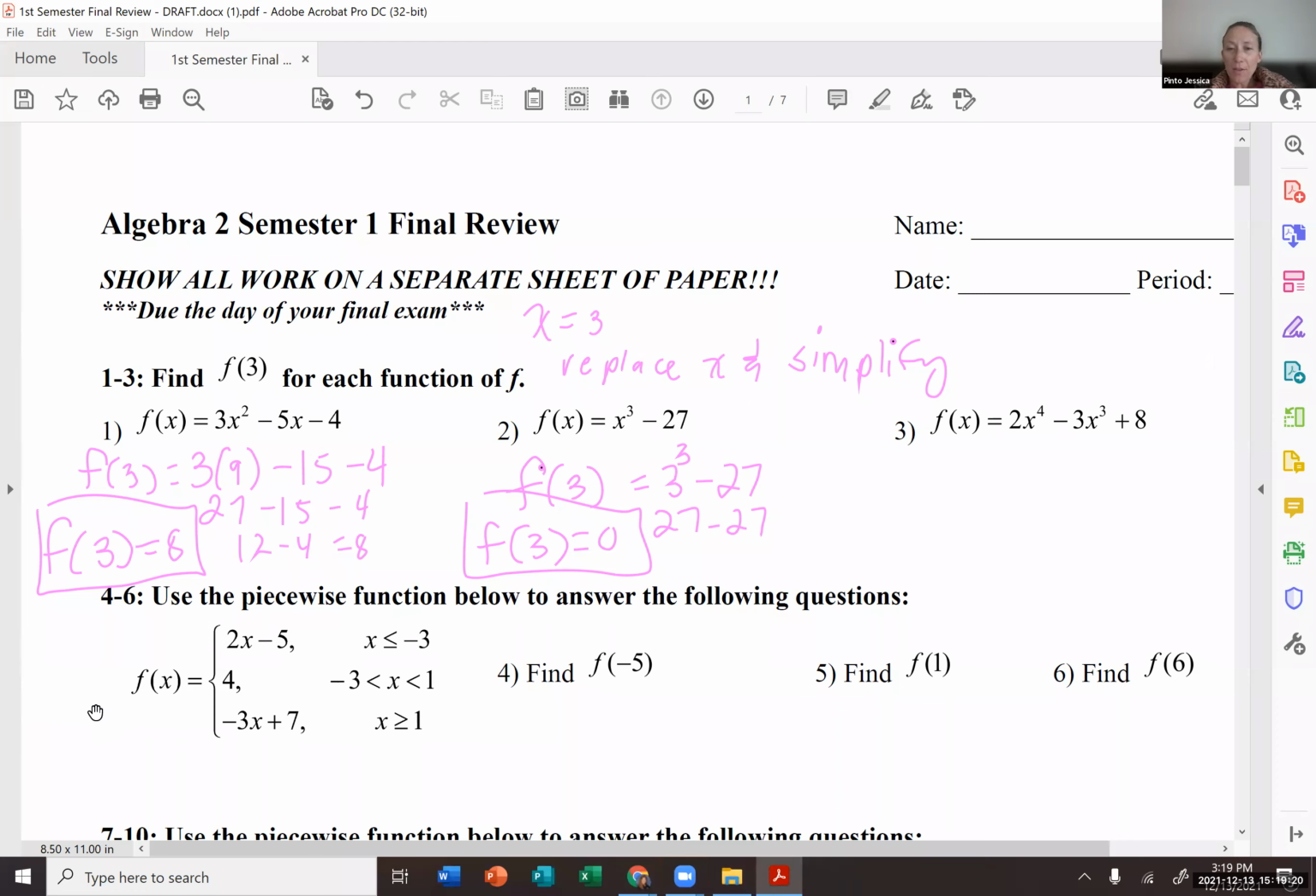All right, then on the third one, f of 3, so we've got f of 3 is equal to 2 times 3 to the fourth power. So 3 to the fourth is 81, so 162. And then minus 3 times 27, that's going to be 81 also, minus 81 plus 8. 81 plus 8, 89. So here f of 3 is equal to 89. So those ones are great.